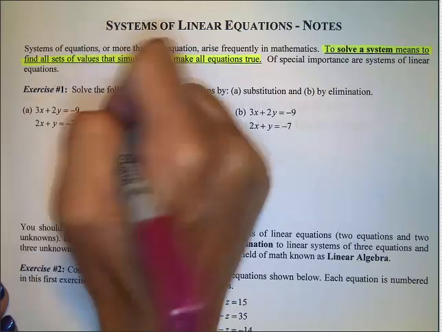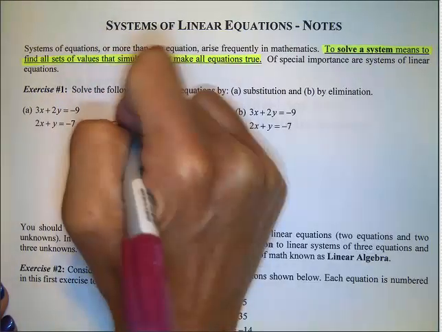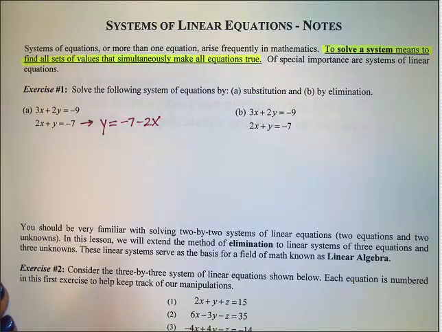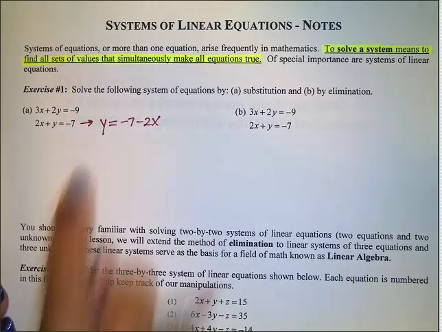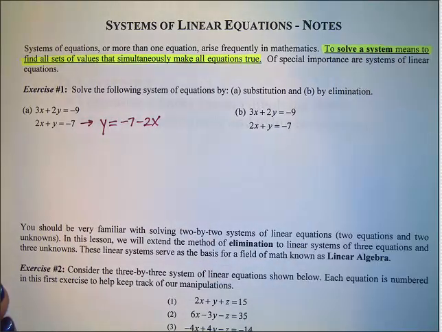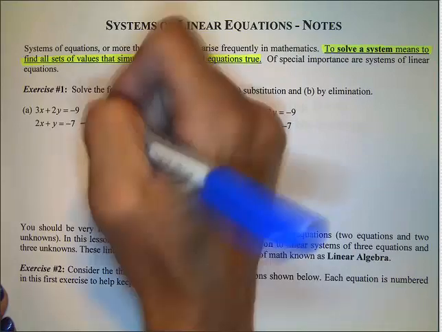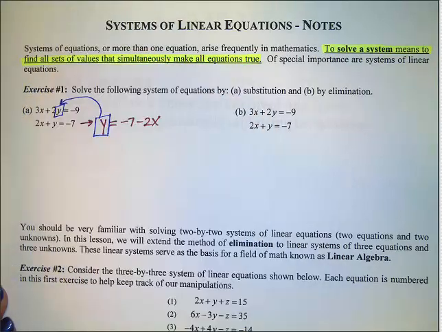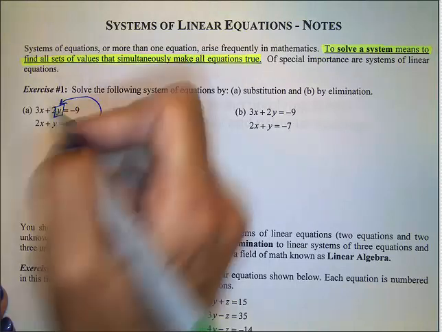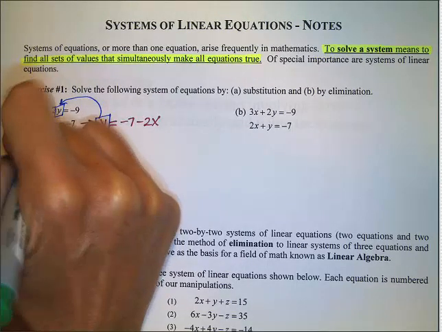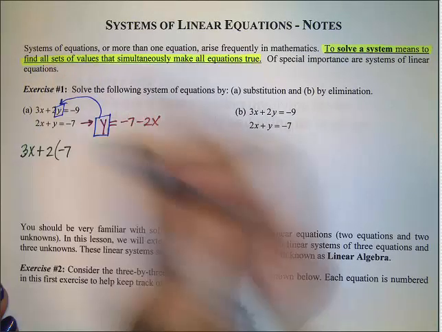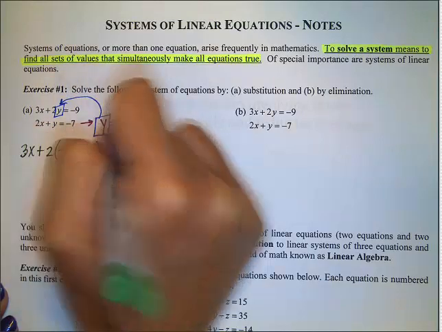So I'm going to have y equals -7, and then I'm subtracting 2x over. And those are unlike terms, so I cannot put them together. So I now know the value of y. It is -7 minus 2x. So y in the other equation is going to become -7 minus 2x. So I have 3x plus 2 times y. Well, y is -7 minus 2x, equals -9.